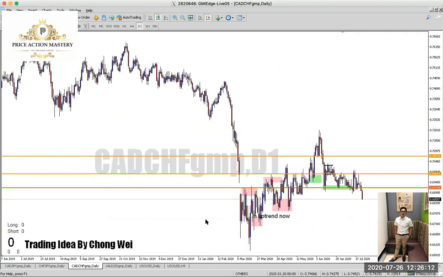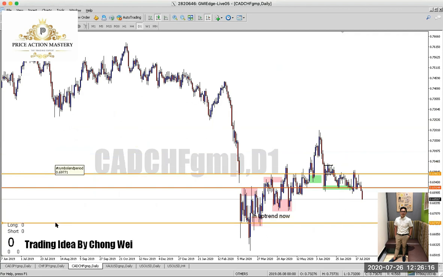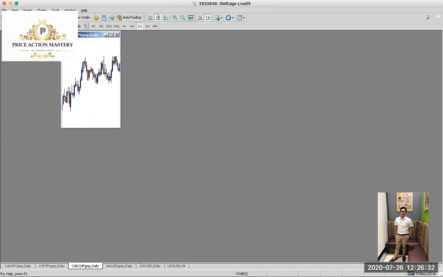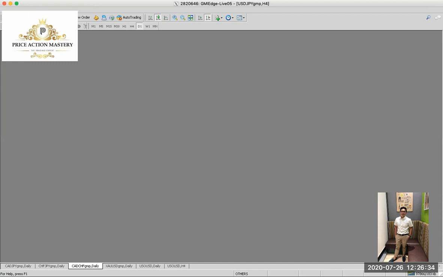Okay, very good drop. It will be dropping until this level, to this support level. This support level will attract a lot of buyers coming in. Okay. The next and last will be the USD pairs.